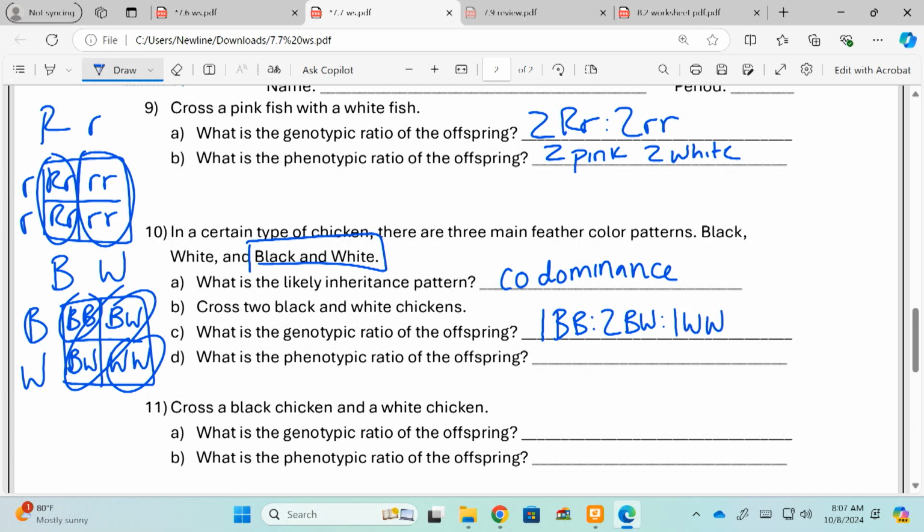Alrighty, and then it says what is the phenotypic ratio? Well, we would have 1 black, 2 black and white, and then we would have 1 white. Okay, so hopefully that's making sense.